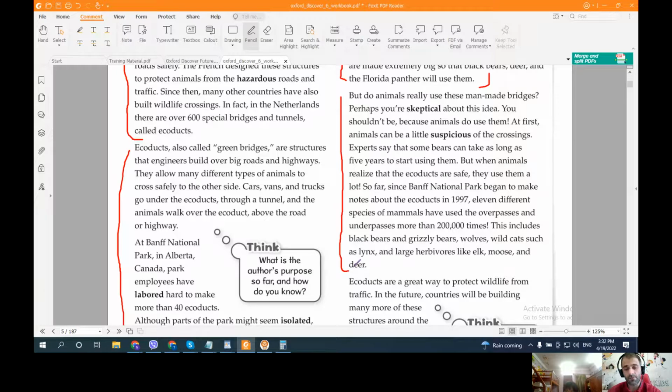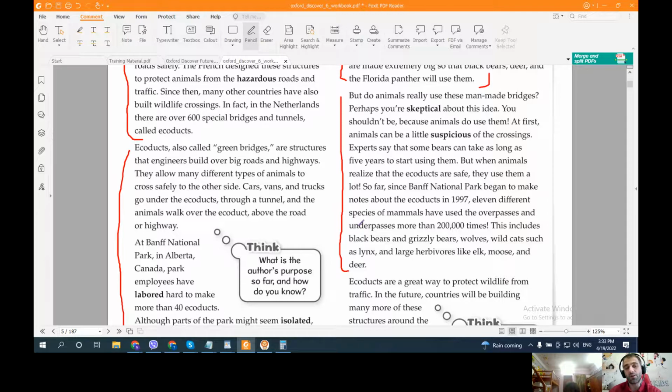And of these animals, which one is interesting for you? Which one can be interesting? Moose. Okay, and why moose? I have never seen them.